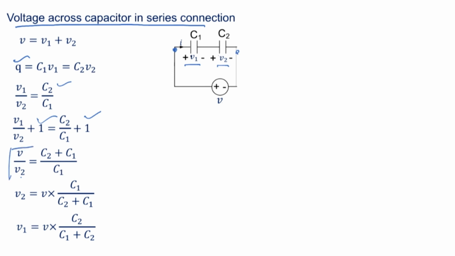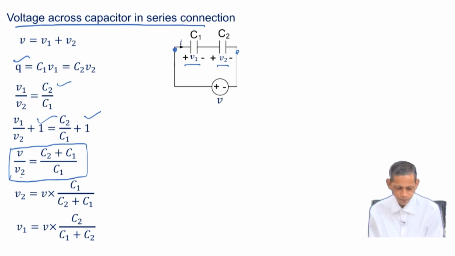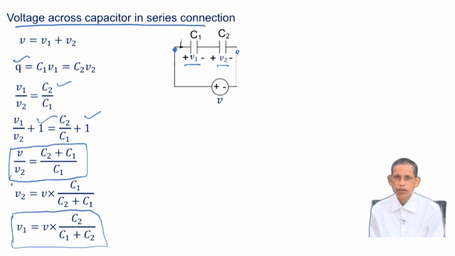So, we got the relation V upon V2 equals C2 plus C1 upon C1. This results in V2 equals V into C1 upon C1 plus C2. Similarly, V1, where V1 is nothing but V minus V2, becomes equal to V into C2 upon C1 plus C2.